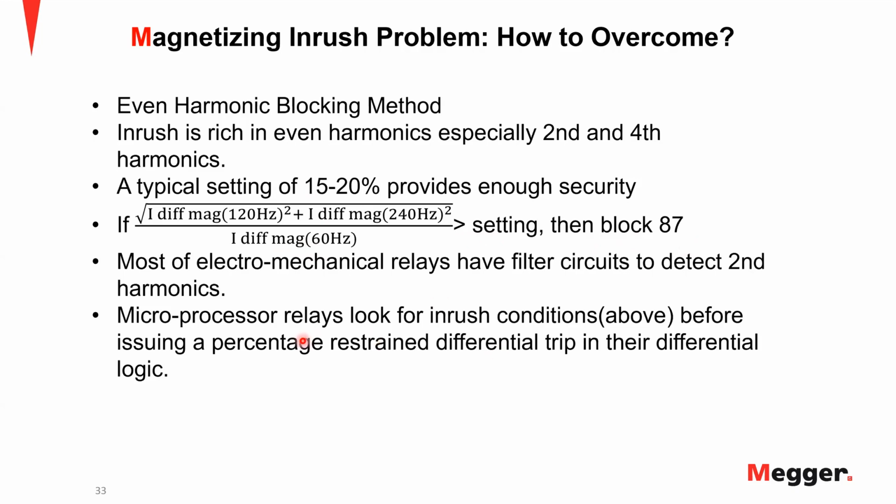Electromechanical relays use filter circuits that detect harmonics, and microprocessors look for these inrush conditions based on the logic that is presented here.